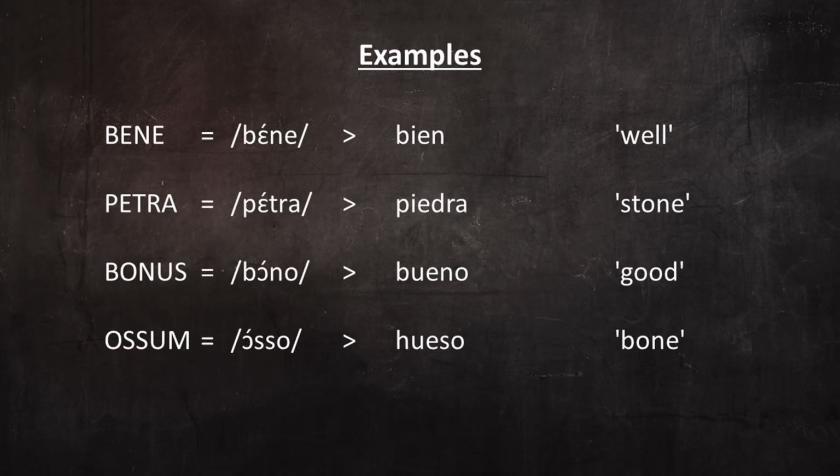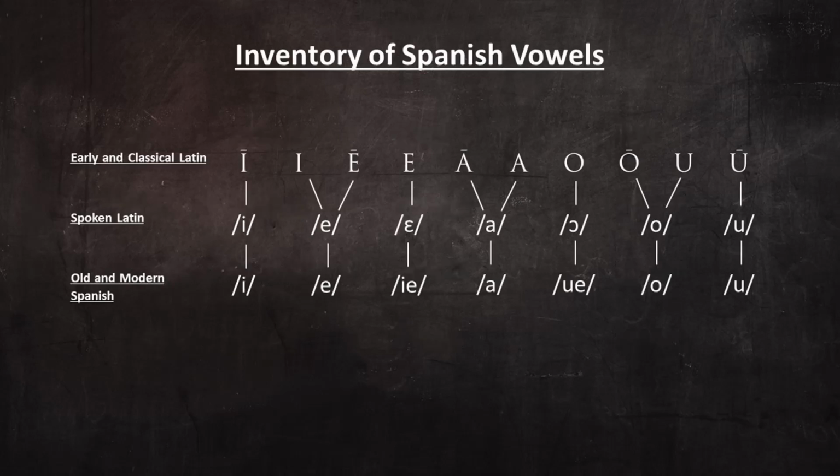Observe that as open E becomes IE, bene becomes bien, and petra becomes piedra. And as open O becomes UE, bonus becomes bueno, and ossum becomes hueso. With regard to the inventory of Spanish vowel phonemes, since 2 of the 7 Vulgar Latin tonic vowels turned into diphthongs, and the diphthongs were comprised of 2 of the other vowels in the system, the number of tonic vowel phonemes in Spanish was reduced to 5.